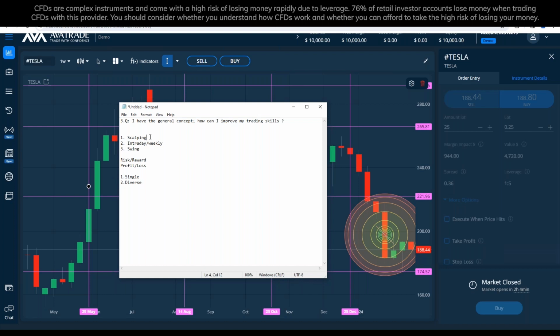There is no "scalping is better than swing," or "intraday is better to do single than diverse." No, they all have their own variations. And this is why there are so many strategies, right? Many strategies, hundreds, maybe thousands. So how can you improve? There are a few things. There is risk money management. There is analysis.